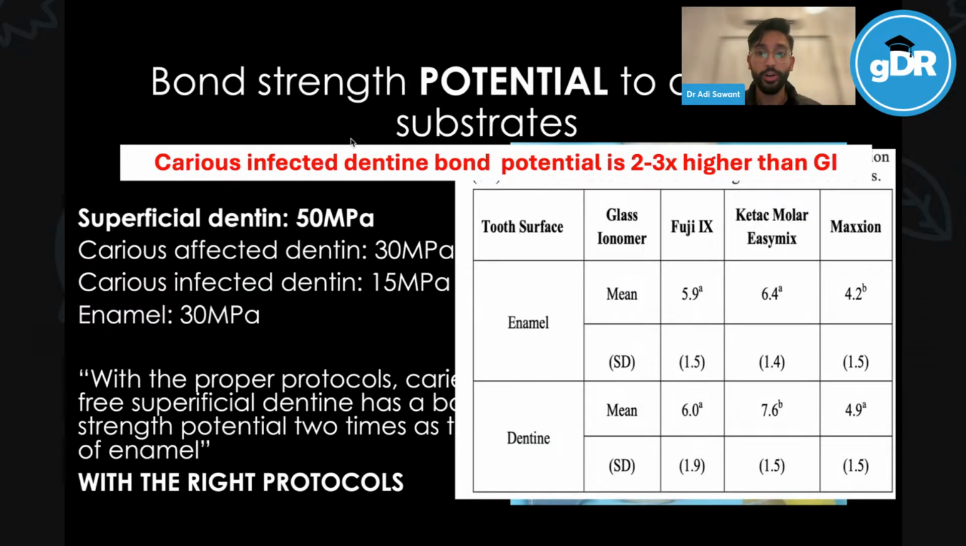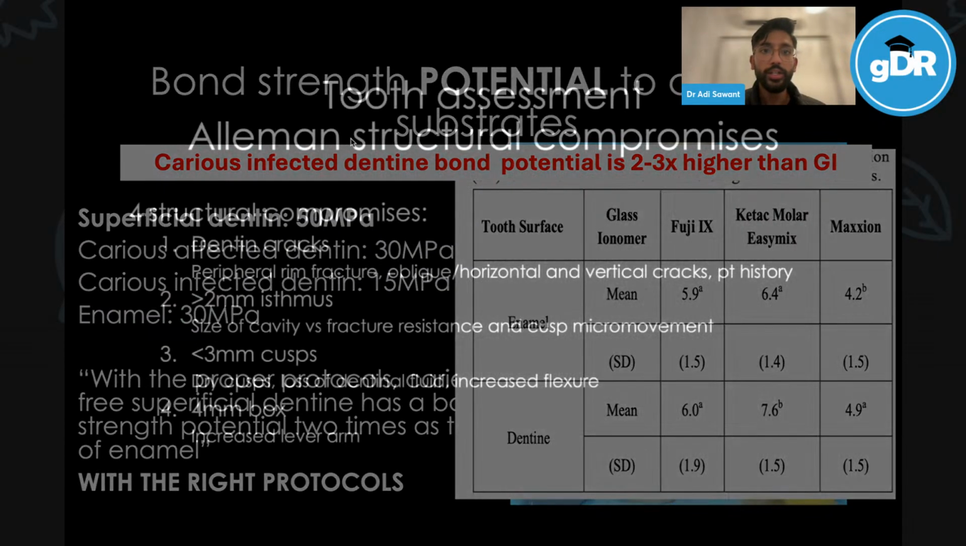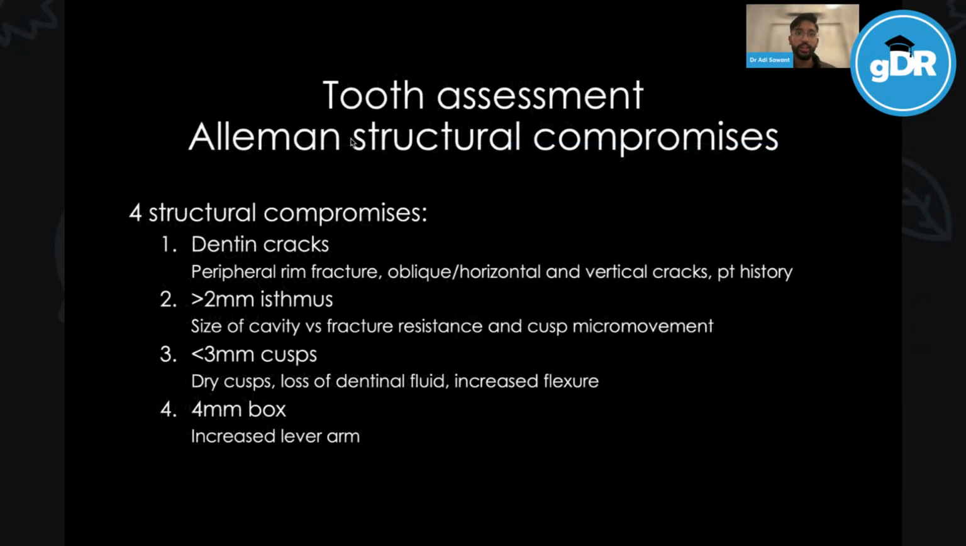Now, the right protocols we'll talk about later, but just to summarize, the right protocols will depend on reducing C-factor stresses, the time we allow the dentine bond to mature, and a good prep. So again, we want to assess the tooth as to what cusp we're capping, how we design our prep, how we remove these cracks. This is a list of structural compromises David and Davey Alleman came up with. They've already started to talk about dentine cracks.